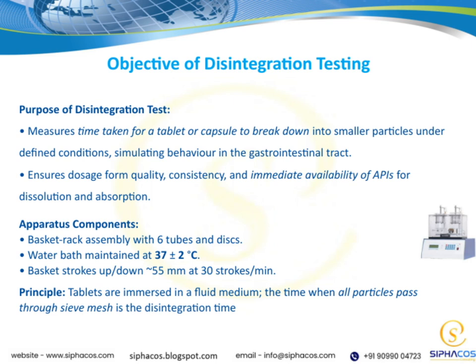Now, to perform this test, we use specific apparatus components. The key parts include a basket track assembly that holds 6 tubes, each with a disc to support the dosage forms. We also have a water bath maintained precisely at 37 degrees Celsius, give or take 2 degrees, to replicate body temperature. The basket moves up and down approximately 55 millimeters at a rate of 30 strokes per minute, creating a dynamic environment similar to the movement in the GI tract.